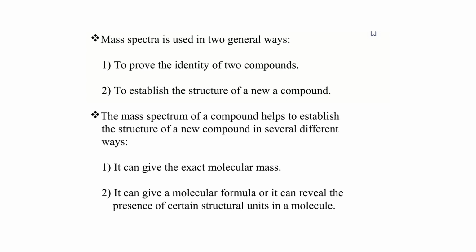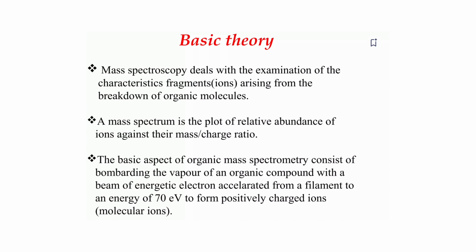Mass spectra is used in two general ways. One is to prove the identity of two compounds, and two is to establish the structure of a new compound. The mass spectrum of a compound helps to establish the structure of a new compound in many different ways. It can give the exact molecular mass, it could give a molecular formula, or it can even reveal the presence of certain structural units in a molecule. The basic theory behind mass spectroscopy is that it deals with the examination of the characteristic fragment ions arising from the breakdown of organic molecules.